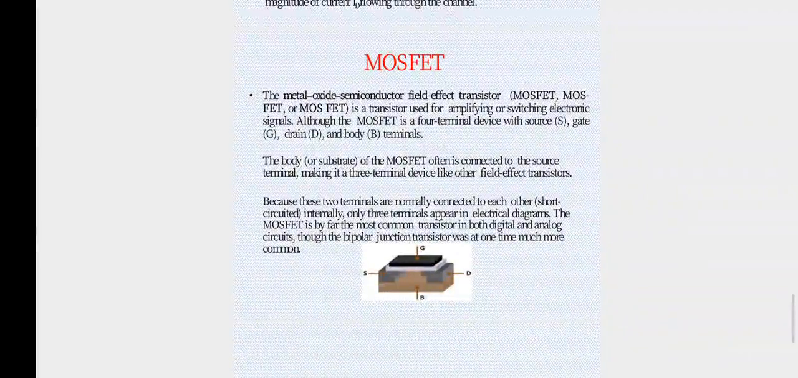The body of the MOSFET is often connected with the source terminal, making a three-terminal device like a FET. So it can be converted into a three-terminal device by shorting the source and body, automatically consisting of only three terminals, source, gate, and drain, like our ordinary FET devices. Because these two terminals are normally connected to each other, short circuited internally, only three terminals appear in the electrical diagram. The MOSFET is by far the most common transistor in both digital and analog circuits, though the bipolar junction transistor was at one time much more common.